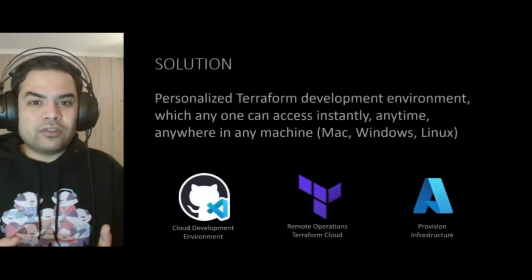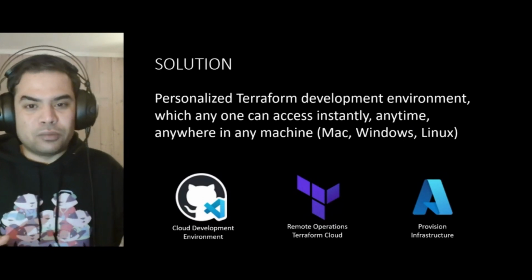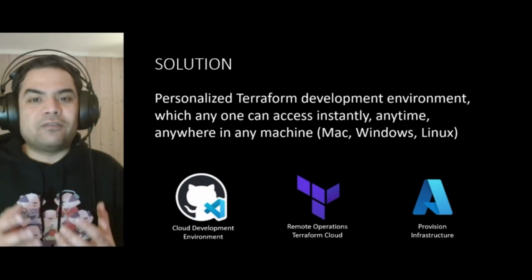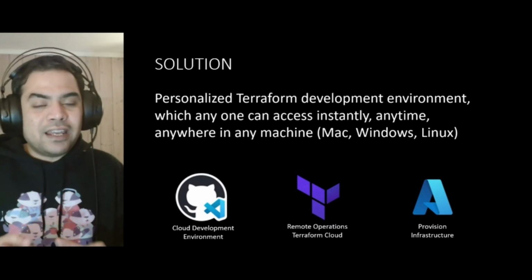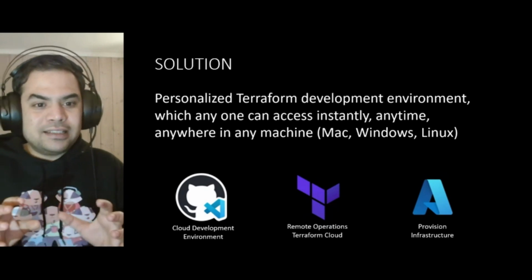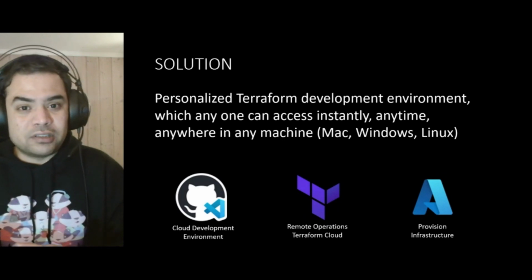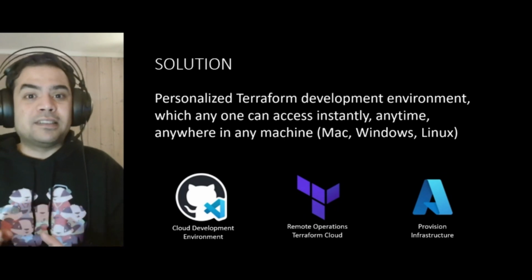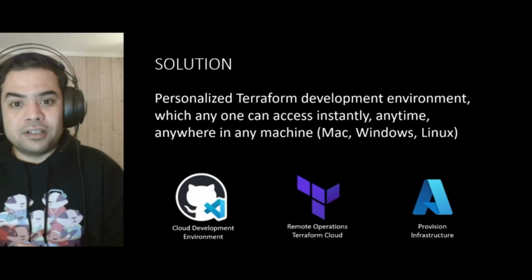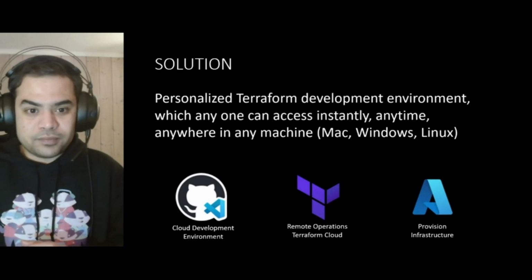So how can we solve this? We will try to solve this problem using GitHub Codespaces, Terraform Cloud and Azure. The solution is that we will create a personalized Terraform development environment which anyone can access instantly, anytime, anywhere, in any machine. And this cloud development environment will talk to Terraform Cloud for remote operations, and Terraform Cloud will also help us in state management. We will use Azure's service principal concept to create role-based access control for Terraform.